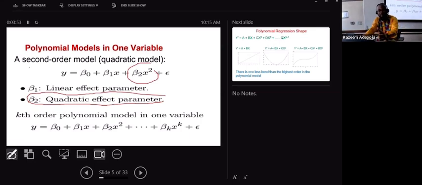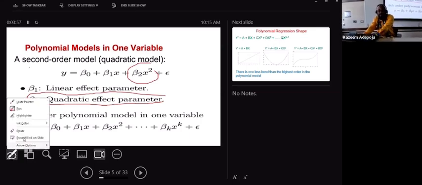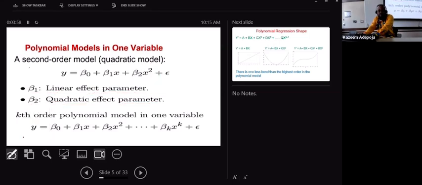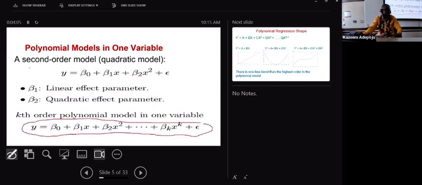Okay, and if I want to generalize, if I want to talk about a kth order polynomial, okay, this is a kth order polynomial. Don't forget, this is still one variable, just one predictor. Only that we're having the linear effect, quadratic effect, and so on. Okay, is there any question here? So this is a kth order polynomial model in one variable.